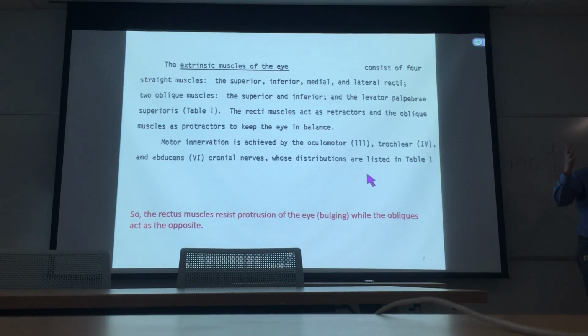Remember, it's always about opposites. If you're a retractor, you're preventing what? Protraction from happening. Does that make sense? Okay. Versus the obliques do the opposite. The obliques act as protractors, so they prevent retraction. Thus they keep the eye in balance. So the rectus muscles resist protrusion of the eye, bulging, while the obliques act in the opposite manner. They're going to resist retraction. So that's a good fact to know.